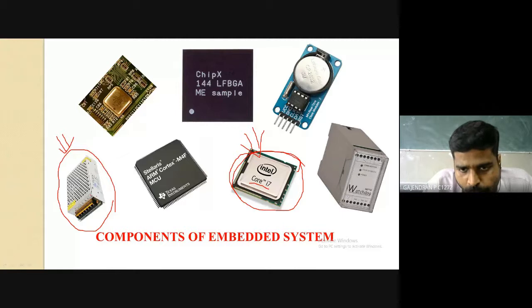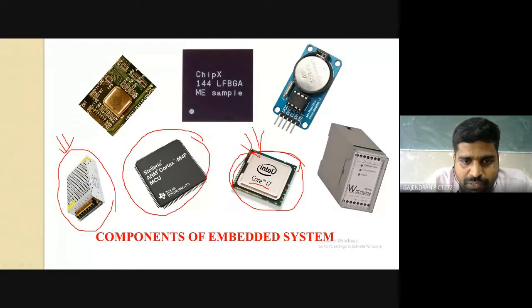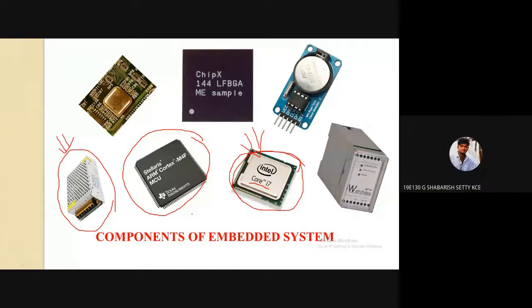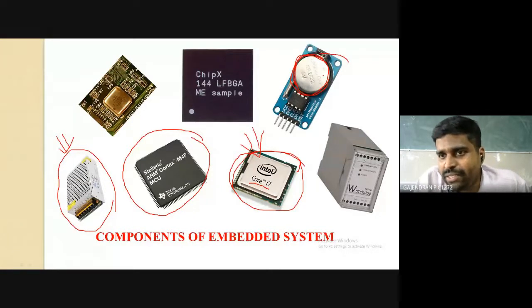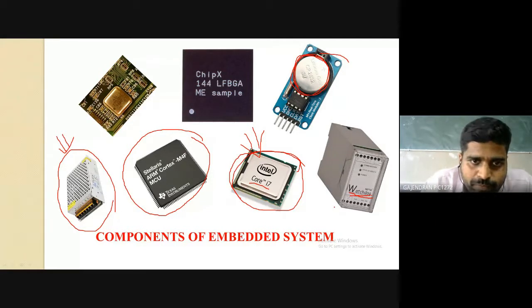Any idea? Okay, leave it. What about this? ARM processor, ARM Cortex processor or controller. Then see what is present over here? One small thing: a battery. It is not a battery, it is a cell, a lithium cell. Then what is something written over here? Watchdog. Read it, Watchdog.